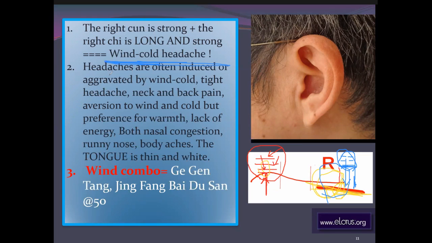Okay, anyway, the headaches come from aggravated wind cold: tight headaches, neck pain, aversion to wind and cold, and both nasal congestion and runny nose. The tongue may be thin and white because the condition seems to be powerful. The pulse is strong, but still, this is a potential cold condition. So I use this 葛根汤 and 金防败毒散.